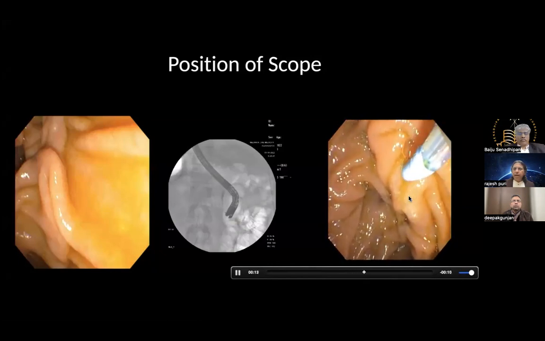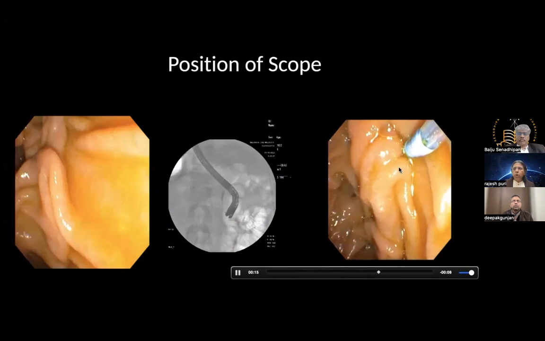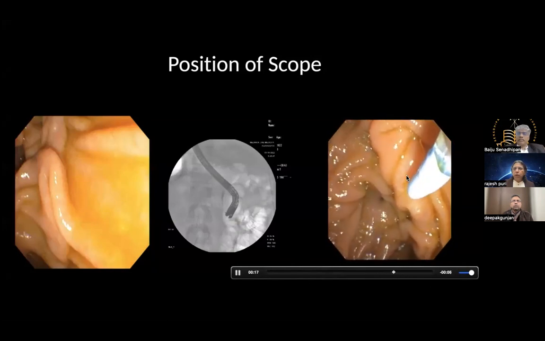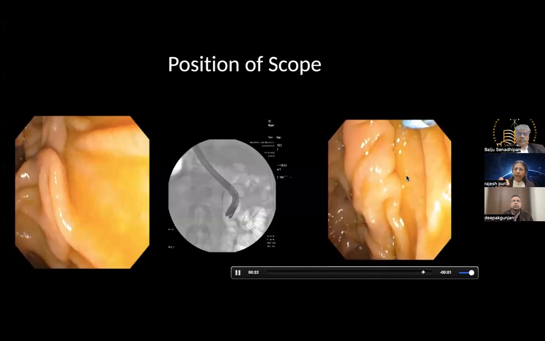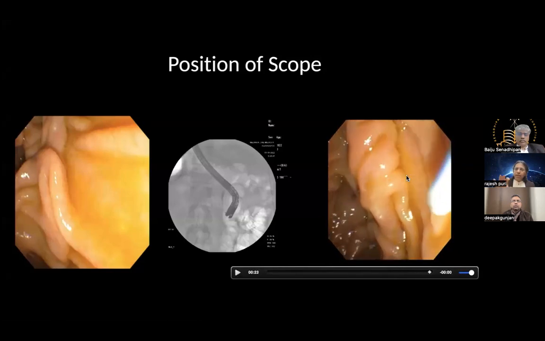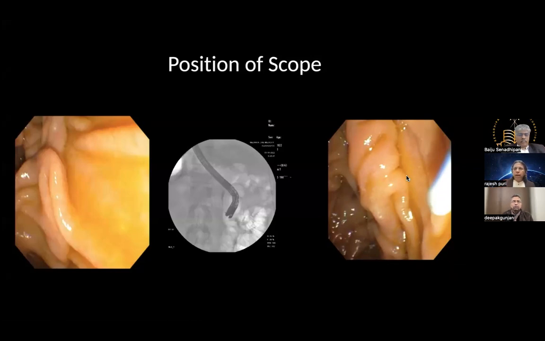And the pancreatic duct is around 1 to 2 o'clock position. So what will you do? With the small knob, you make it on the left side. So your accessory is going to face towards 1 o'clock position, and you can cannulate.